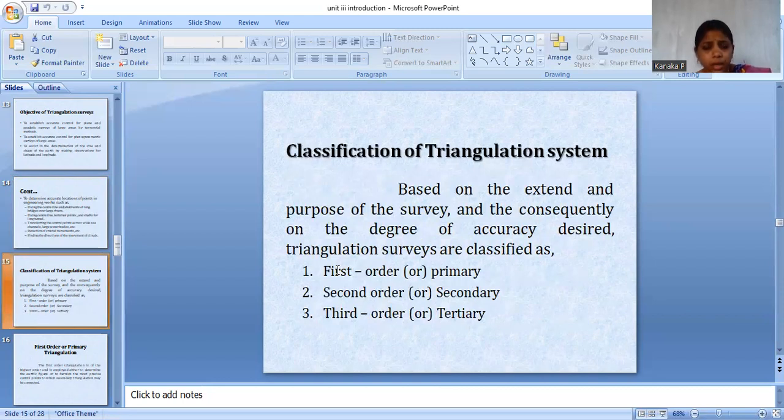And then the classification of triangulation systems. Next, based on the extent of the survey, the purpose of the survey, angle contributions, continuity and the degree of accuracy desired, triangulation surveys are classified. It is based on the length of the lines and the angles of the triangulation points. The triangulation systems differ in accuracy depending on the extent and purpose of the survey. The following is the classification based on these.